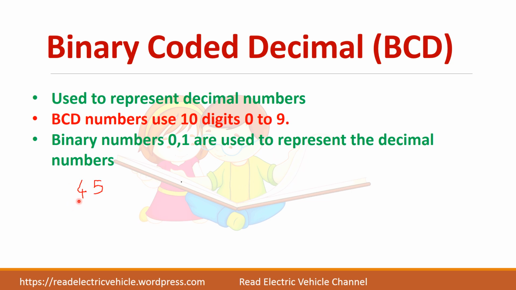For example, you take this number 45. So, this is a decimal number. It is written as, for 4, I will write 0, 1, 0, 0. That is the binary representation for this 4. For 5, the binary representation is 0, 1, 0, 1. So, you have to separate the decimal digits and write the binary equivalent for each and every one. This is called binary coded decimal. For each decimal digit, you have to write the binary equivalent separately.